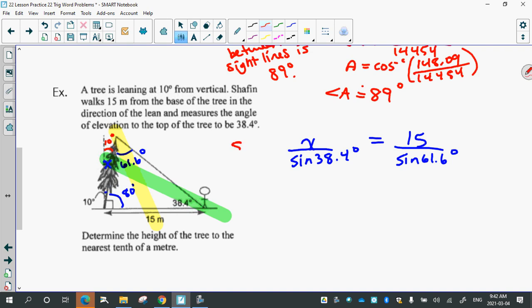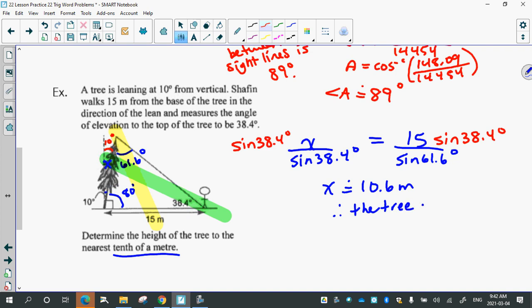And then we would multiply both sides by the sine of 38.4 degrees. And we get 10.6. And it wants it to the nearest tenth of a meter. So therefore the tree is 10.6 meters.